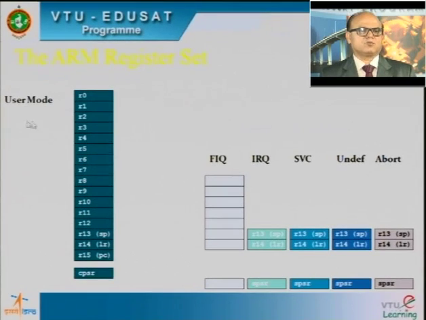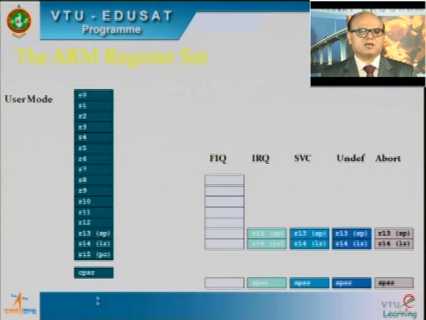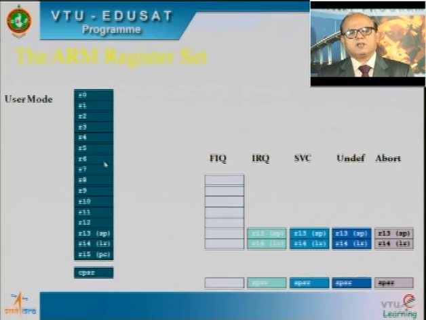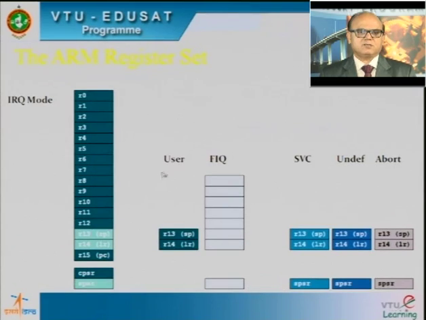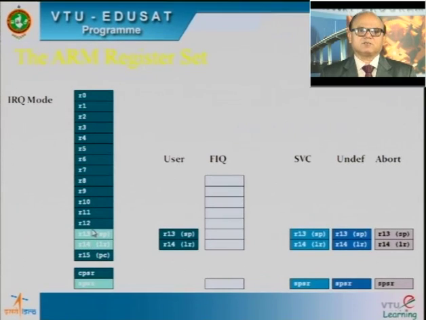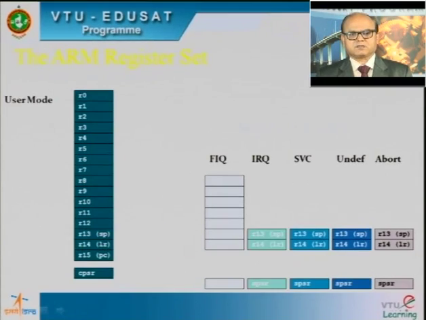Now the processor is in user mode, and this is the bank of registers which is visible and made use of during the execution of the instructions. Now coming to the next mode, the IRQ mode, the interrupt request mode, only R0 to R12 are common, and R13 and R14 are replaced by R13 IRQ and R14 IRQ. These two get replaced.